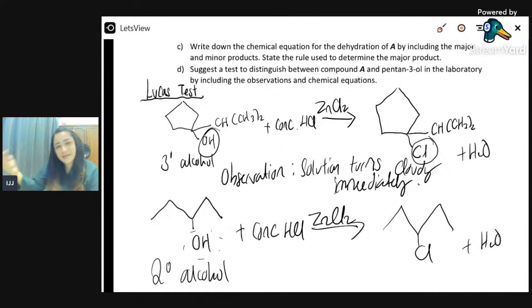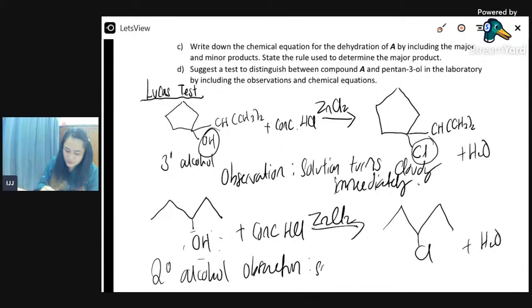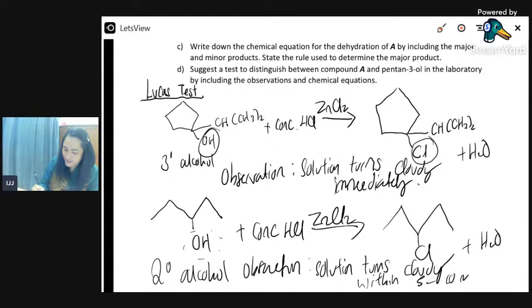So in secondary alcohol, of course the substitution reaction still happens, but it is a bit slower. So your observation is, it does not happen immediately, it is a bit slower. So observation is the solution turns cloudy within 5 to 10 minutes. That is the observation. Okay, so we have finished question number 1.